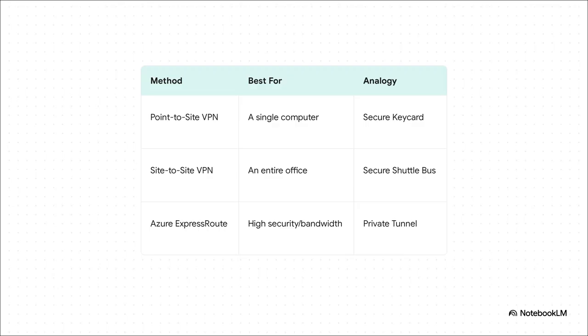Well, Azure gives us three fantastic options here. And each one has a perfect analogy. A point-to-site VPN, that's like a secure keycard for a single employee working from home. A site-to-site VPN is more like a secure encrypted shuttle bus that connects your entire on-site office to the cloud office. But for the biggest, most high-security needs, there's Azure ExpressRoute. That's a dedicated private underground tunnel that goes directly into the cloud. It doesn't even touch the public internet.